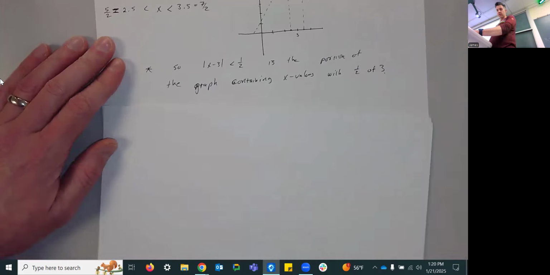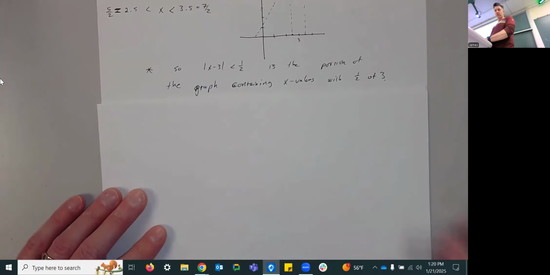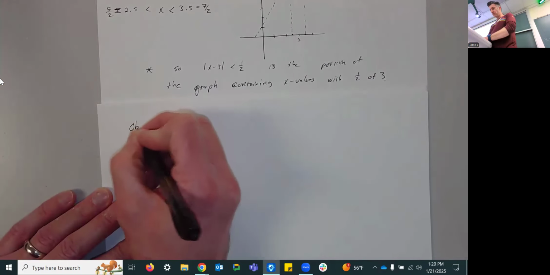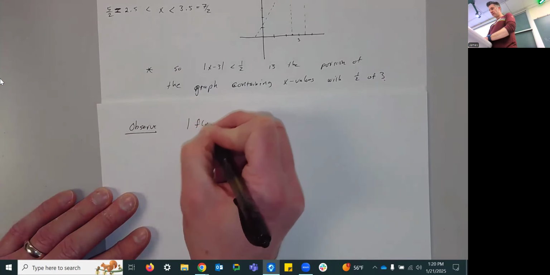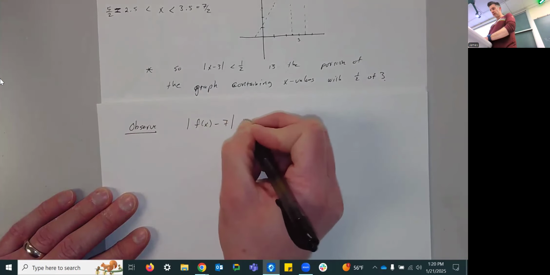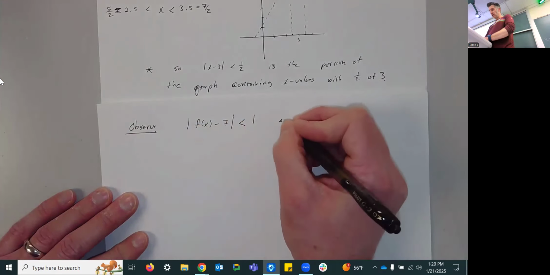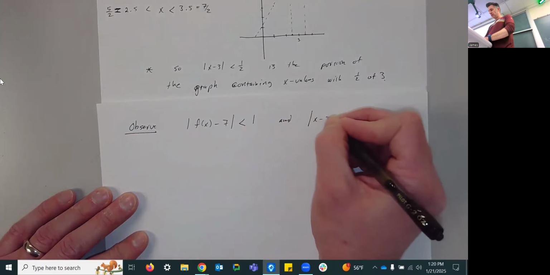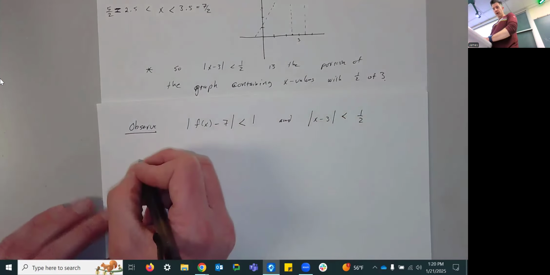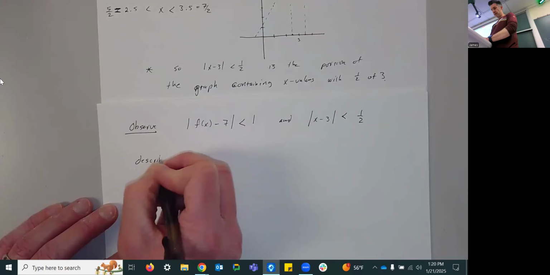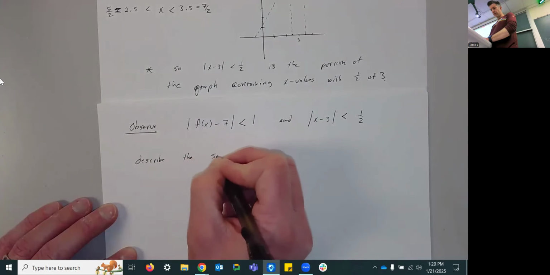So here's what I want you to see. So observe that the absolute value of f of x minus 7 being less than 1 and the absolute value of x minus 3 being less than 1/2 describe the exact same portion of the graph.